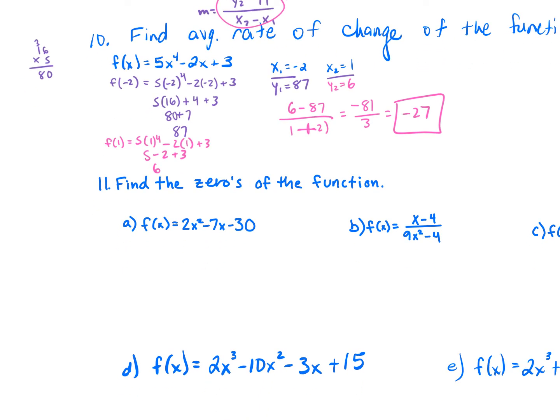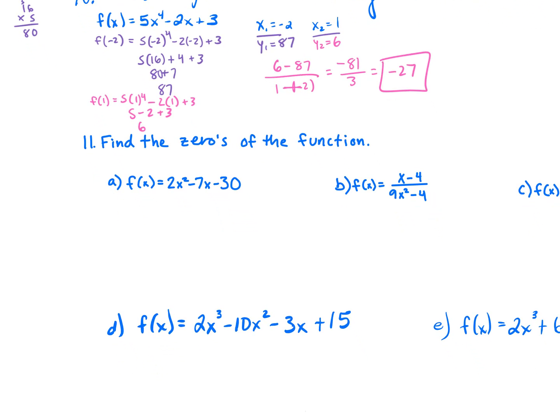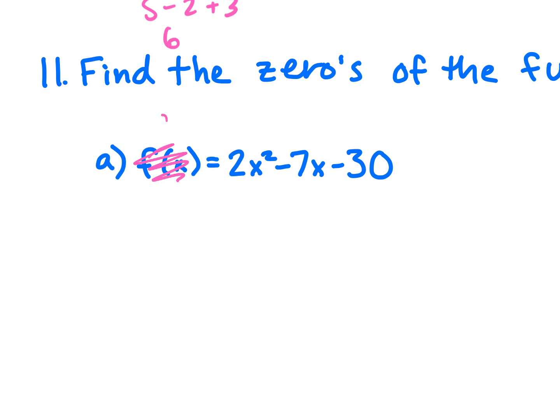For 11, we're finding the zeros of the function. So here I plug 0 into my y, or my f of x, and I solve. So in a function like this, I would want to see if I can take out any greatest common factors. These are not all divisible by 2, so I would have to factor by multiplying the first times the last. So this is -60. Two factors of -60 that add to -7 are 5 and 12, and it would be a -12.